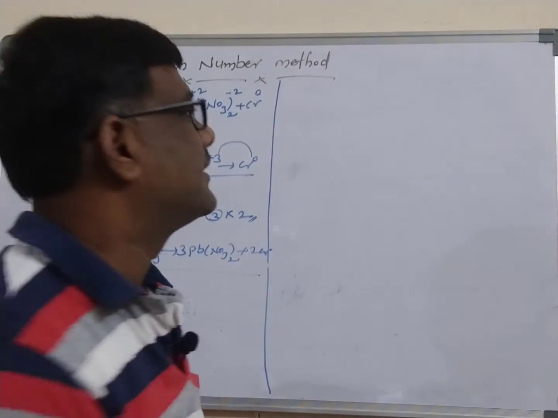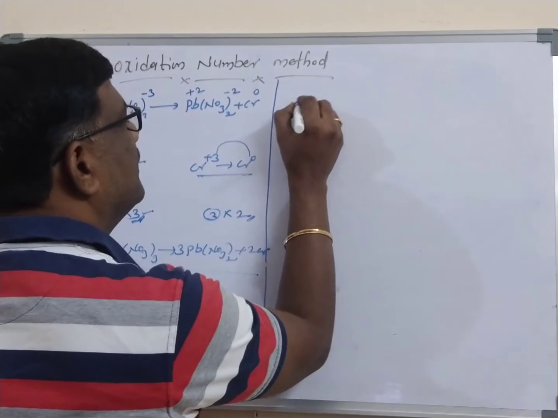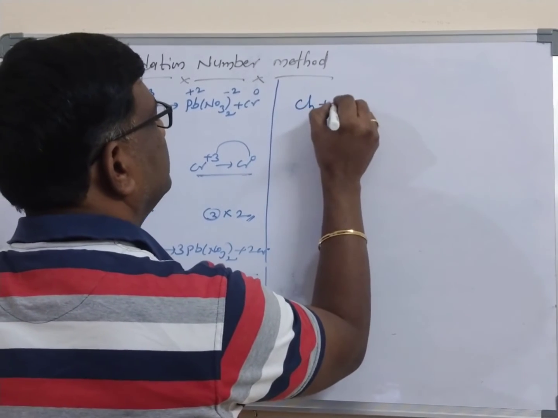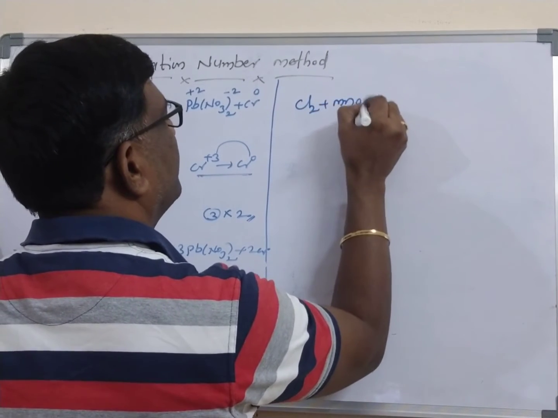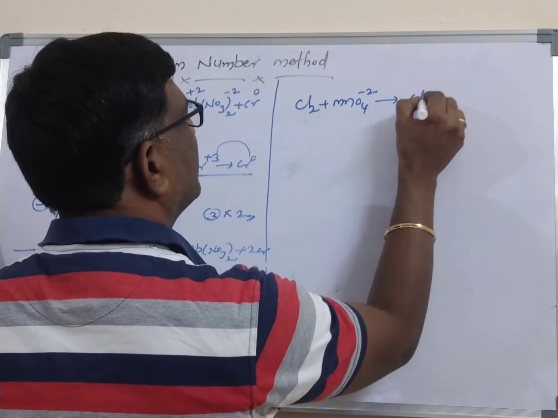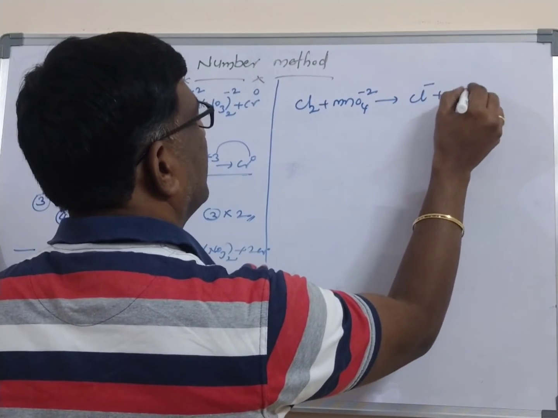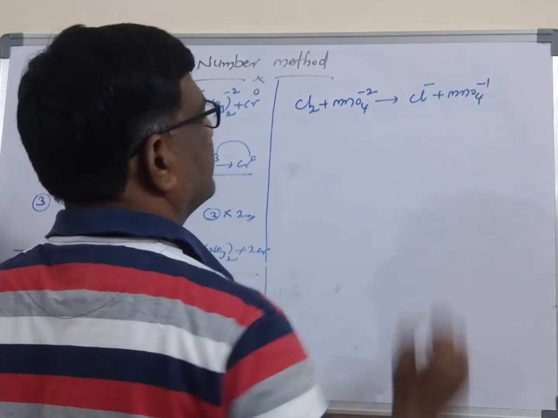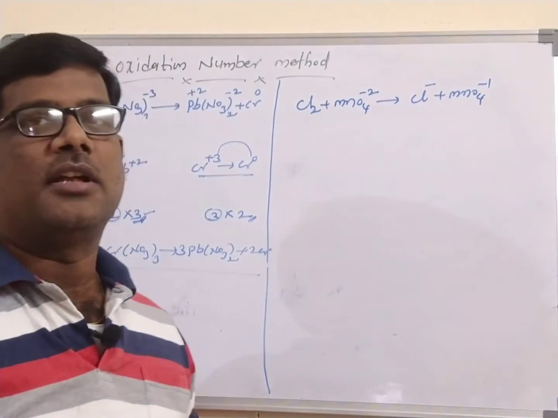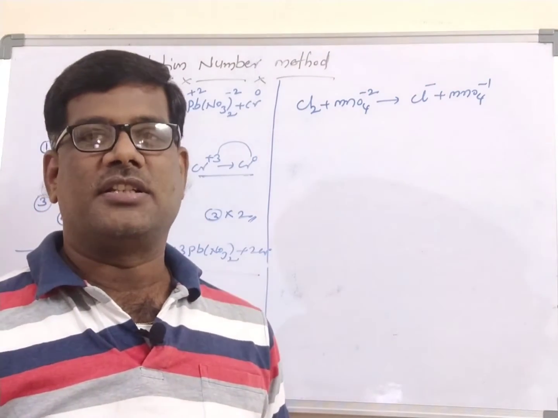I will take the second example. Look here: Cl2 and MnO4 minus 2 will give you Cl minus and MnO4 minus 1. So this is the equation. Now you have to balance with respect to the oxidation number.